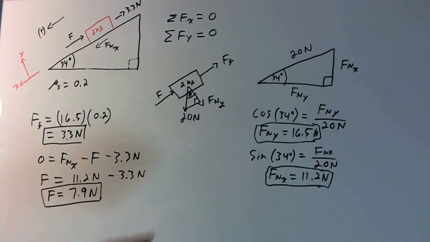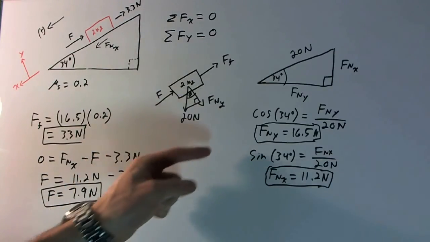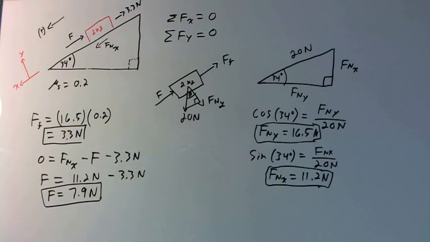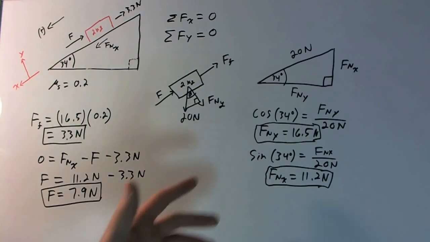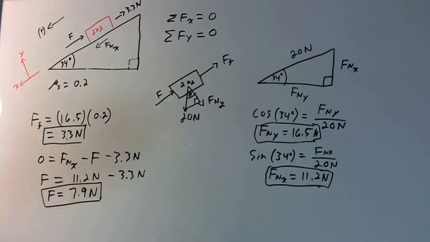If you do your SOHCAHTOA incorrectly, and you put this as sine instead of cosine, you'll basically get the same numbers, but this will be the X instead of the Y, and that won't make any sense because, duh. So make sure that you get your legs, basically double check your legs.